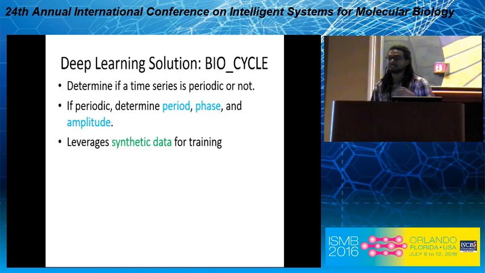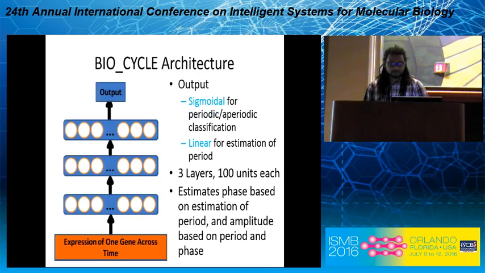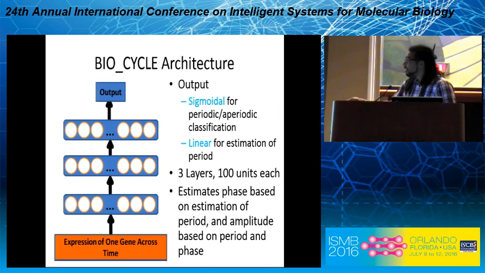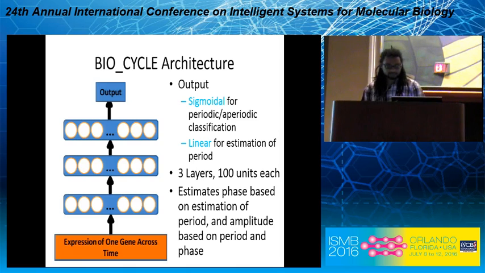So our deep learning solution is called BioCycle. It determines whether or not a signal is periodic. If it's periodic, it determines the period, phase, and amplitude, and it uses synthetic data to train. So this is a feed-forward neural network. There are actually two of them. There's one for doing binary classification, periodic or aperiodic, and this uses a sigmoidal output. And the second one is used to estimate the period, and this has a linear output. Now, once we have estimated the period, we can then estimate the phase based on the period, and once we have the period and the phase, we can estimate the amplitude based on that.